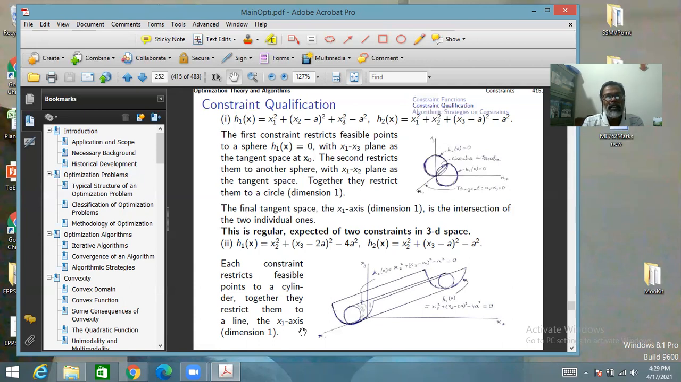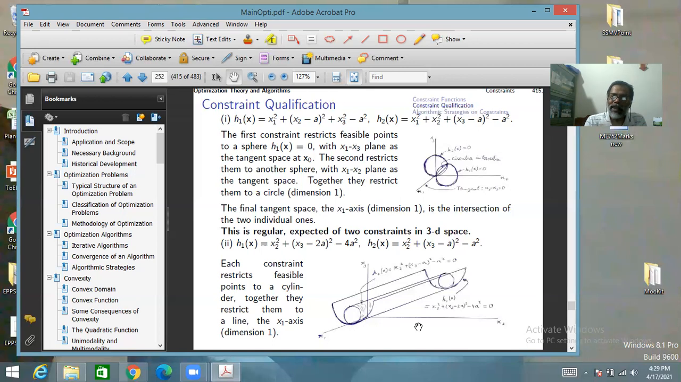But till this point, everything goes fine. After that, things will go wrong. Why? Because for this line, which is the common surface, when we try to find out the tangent, we find not one direction, but a full plane. The entire x1, x2 plane turns out to be the tangent space, which should have been of one dimension, but here it is of two dimensions.